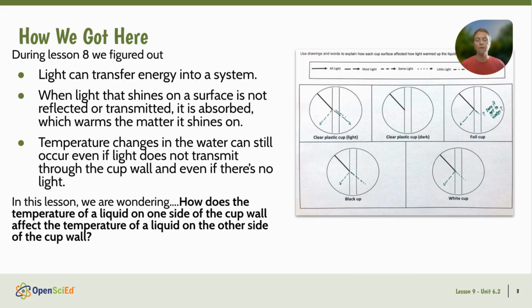We also saw in the data that cups that are not in the light still warm up. So that drove us to wonder why. In this lesson, we're investigating the second big idea that students generated at the beginning of this lesson set, and that is that the temperature around a cup can warm up what's inside. So the thing we're wondering here is, how does the temperature of a liquid on one side of the cup wall affect the temperature of the liquid on the other side of the cup wall?